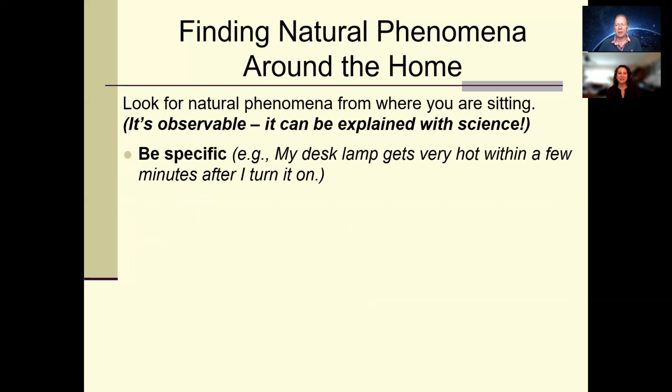One example here is I'm touching it right now. It's my desk lamp, and it's actually very, very hot right now because it's been on for a while. But I also remember that before I turned it on, it was cold to a normal temperature. So it has really gotten very warm after I turned it on. So that's one natural phenomena.